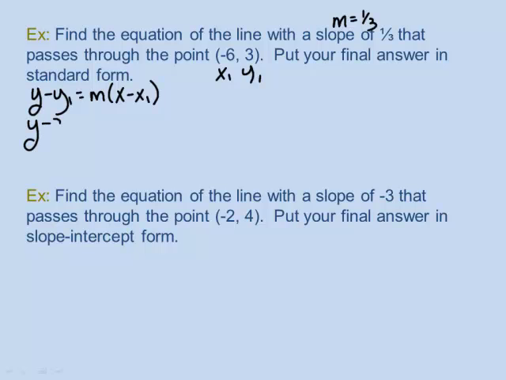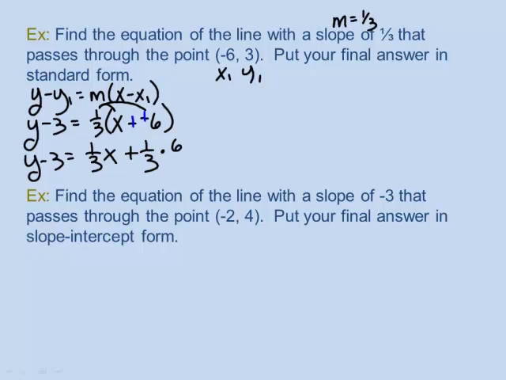So we have y minus 3 is equal to 1/3 times x minus a -6. That double negative can be changed to plus a positive. Double negative is a positive. And then we can distribute the 1/3, which we do need to do because we want our final answer in standard form. So we've got y minus 3 is equal to 1/3 times x, which is 1/3 x, plus 1/3 times 6, and I'm going to put that 6 as a fraction so that I can multiply 1/3 and 6.